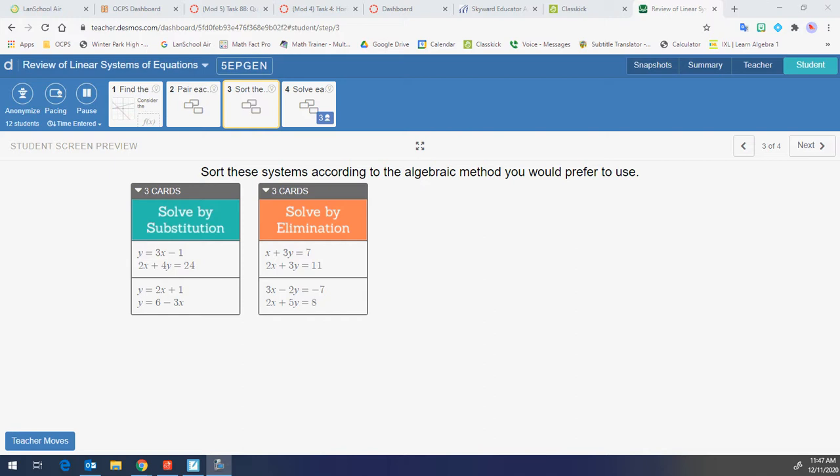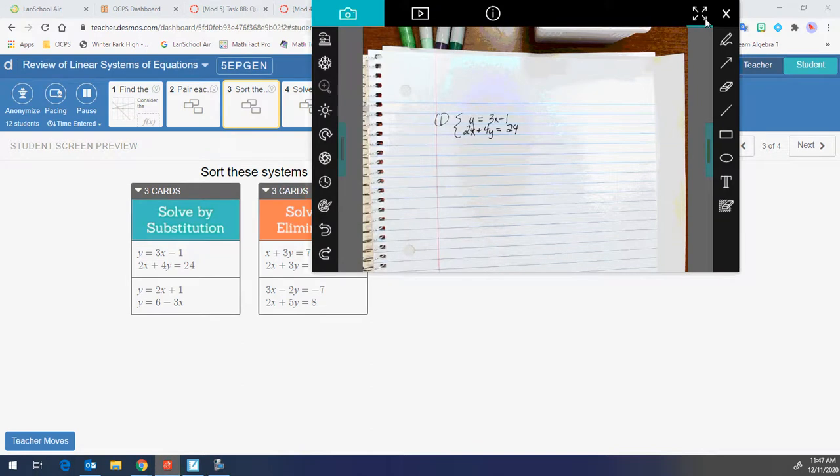Okay, I'm going to work through these 4 problems that we were looking at in the Desmos yesterday. 2 by substitution and then 2 by elimination. And I'm going to start with y equals 3x minus 1 and 2x plus 4y equals 24. So those are the equations that I'm starting with.